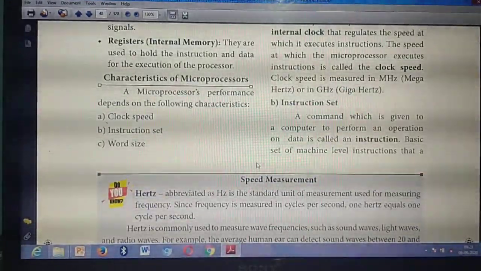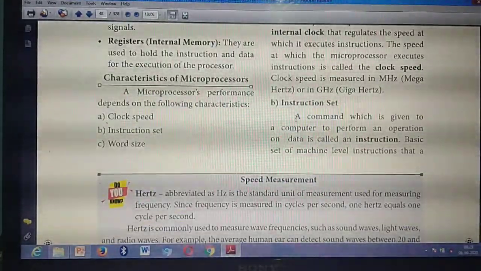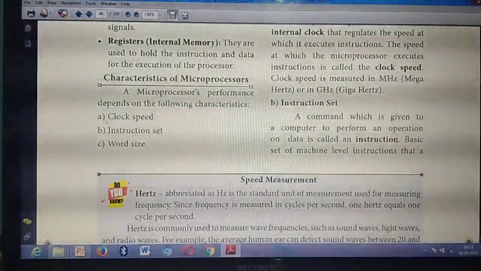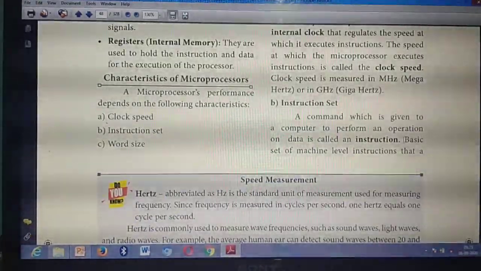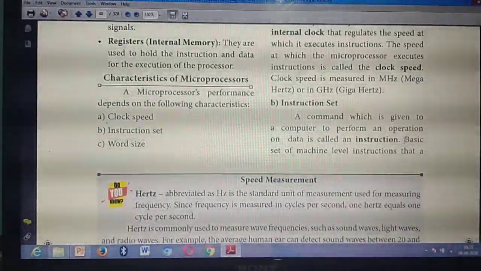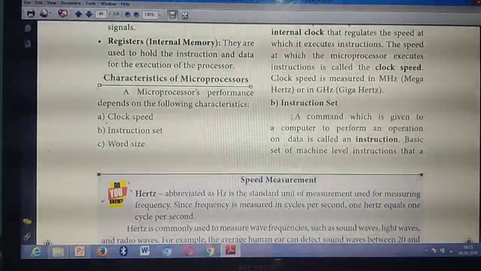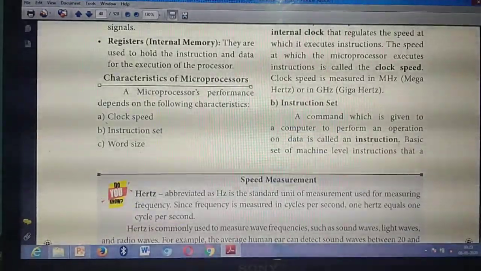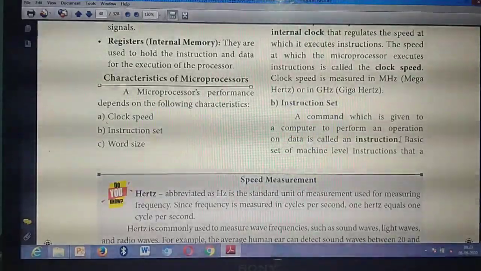So next question. What is an instruction? Same page 42. A command which is given to computer to perform an operation on data is called instruction, up to here. Under the heading instruction set. Define instruction. Have you all marked?